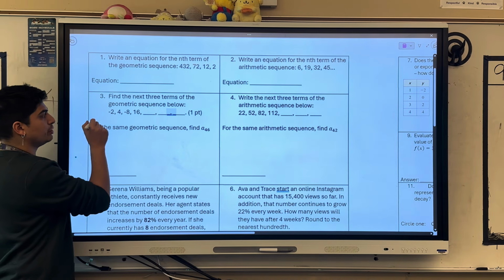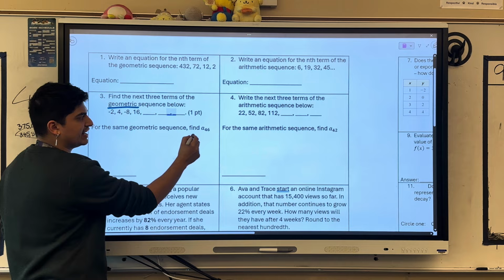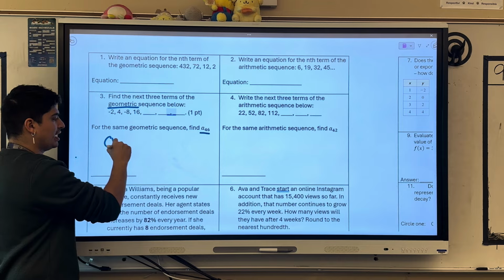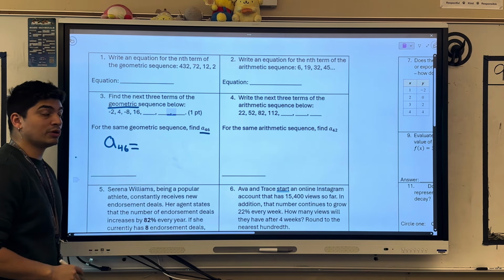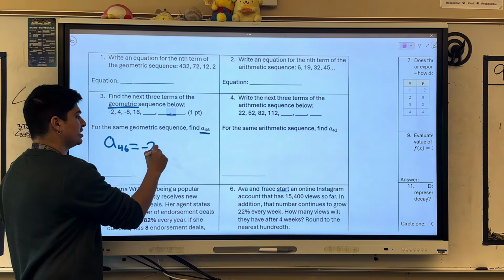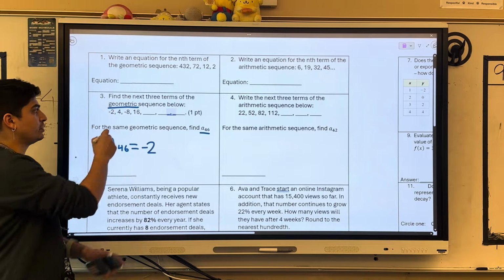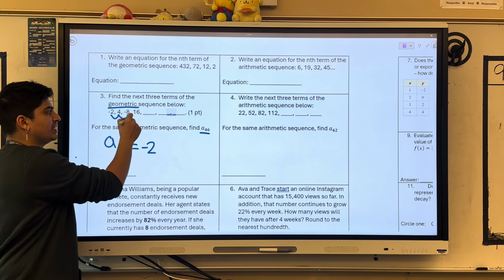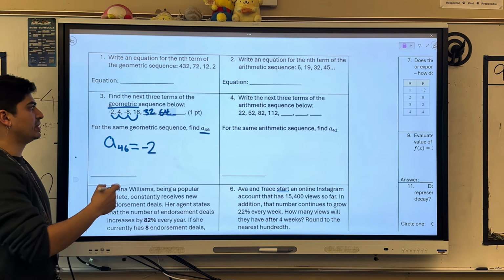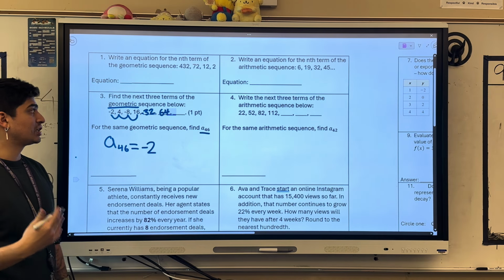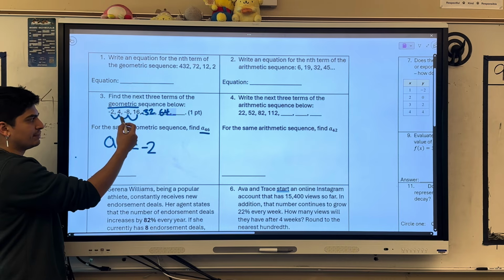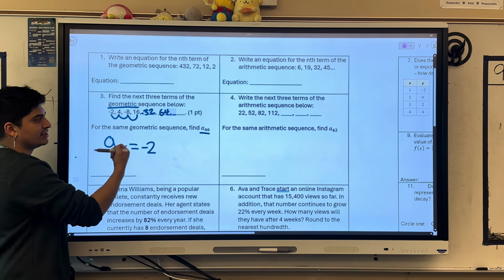So for a geometric sequence, I want to know A46, or the 46th term. I'm going to start off by writing A46 is equal to the beginning number. Almost all of these equations start with the first number in the sequence, which in this case is -2. From here, you have to notice what the rate is, what's happening each time. It's multiplying each time by -2. From -2 to 4, then 4 times -2 is -8, and -8 times -2 is 16.